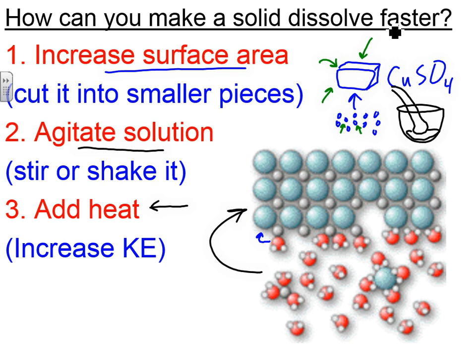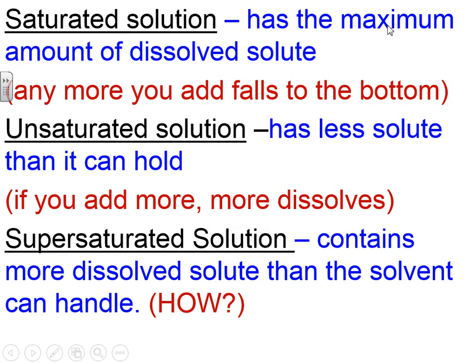So hopefully this is logically easy to get at. Not too bad. Now, this may be a little bit new. We can classify solutions as saturated or unsaturated. Once you've made the solution, if the solution has the maximum amount of solute, it can't hold any more, then it's called saturated. The word saturated just means filled with, completely full. So any more you add will fall to the bottom.